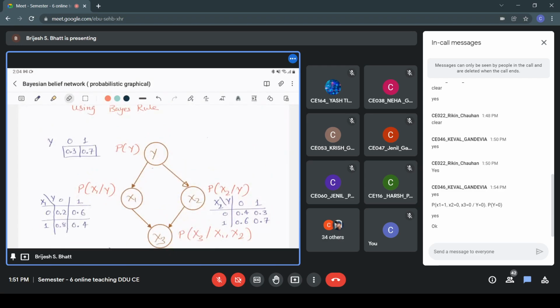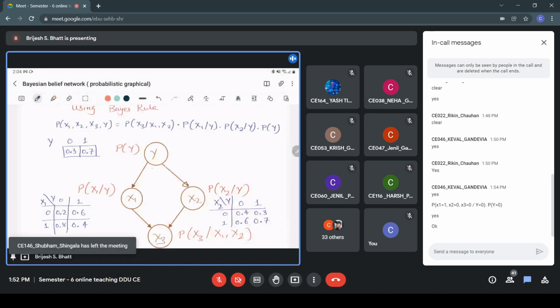Let me write it again here. Probability of x1, x2, x3, and y is equal to probability of x3 given x1, x2, into probability of x1 given y, into probability of x2 given y, into probability of y. So now this is our model.